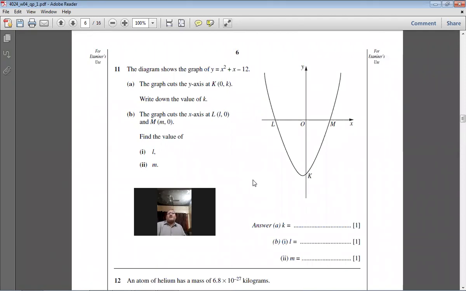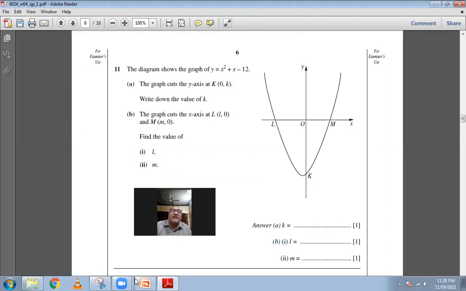The diagram shows the graph of y equals x squared plus x minus 12. The graph cuts the y-axis at k, which is (0, k). Write down the value of k. When the graph cuts the y-axis, x will be 0. So in this equation, in the place of x, I will put 0, and in the place of y, I will put k. And then I can find the answer.